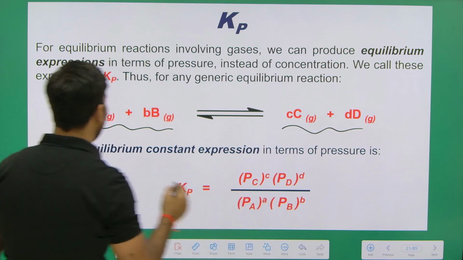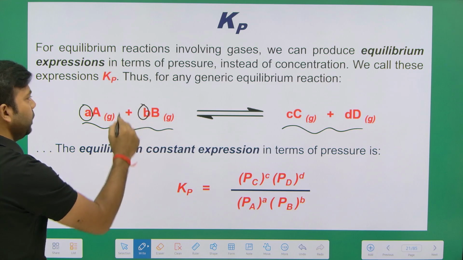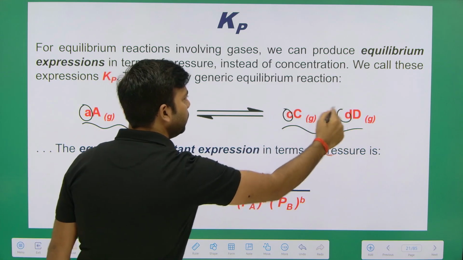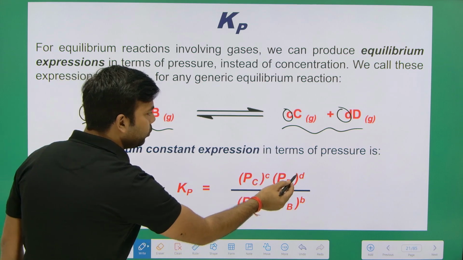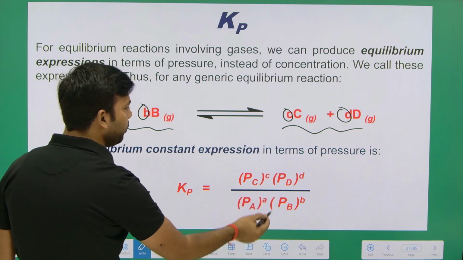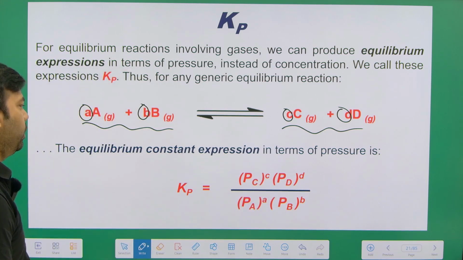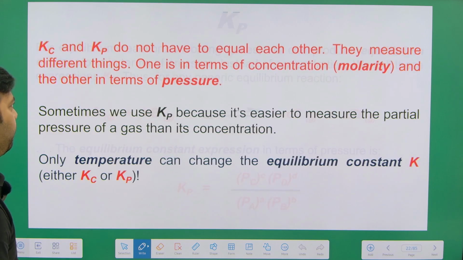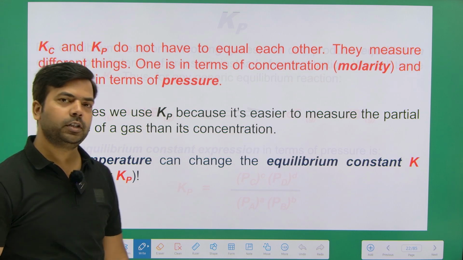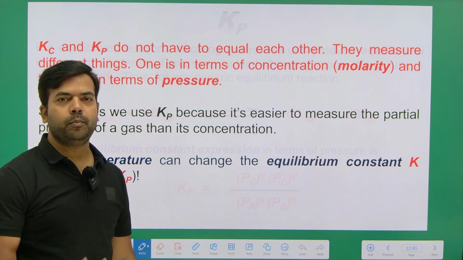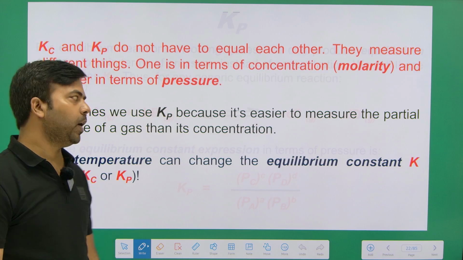This is the stoichiometry constant A, B, small c and d. So Kp is what? Capital P_C to the power c, capital P_D to the power d, over capital P_A to the power a and P_B to the power b. Kc and Kp are not equal to each other. They measure different things, one in terms of concentration, molarity, and one in terms of pressure. As I told you already, Kc is an equilibrium constant in terms of concentration. Kp is an equilibrium constant in terms of partial pressure.